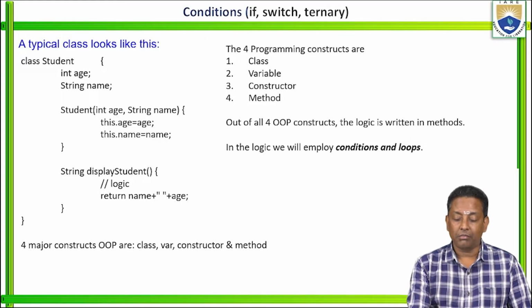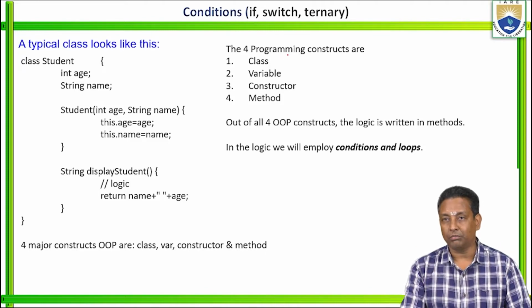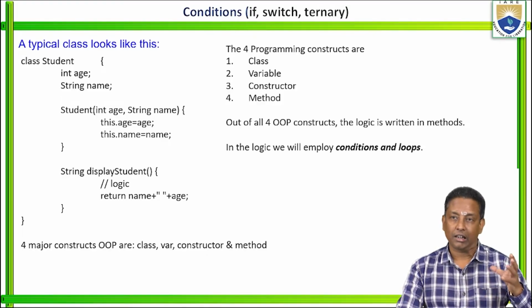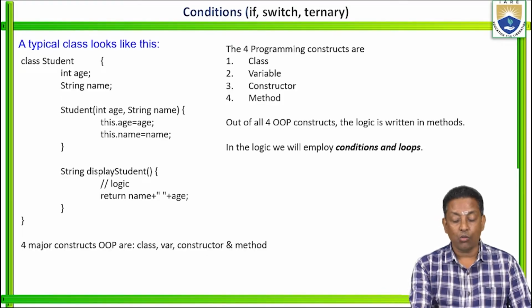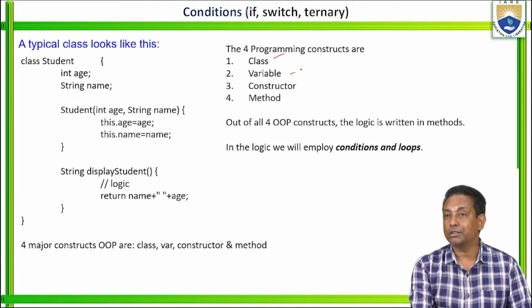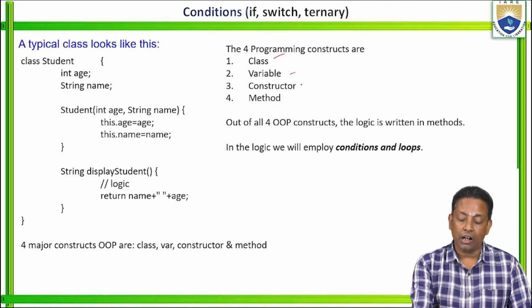A Java program consists of 4 programming constructs. If you want to write a Java program, you will write 4 constructs in it. The program is constructed with 4 constructs. One is class. We'll declare class first. Inside class, we'll declare variables. We declare variables, we don't initialize variables at declaration. And in the class, we'll write a constructor. In the constructor, we'll initialize all the variables declared in the class. And after constructors, we'll implement methods.